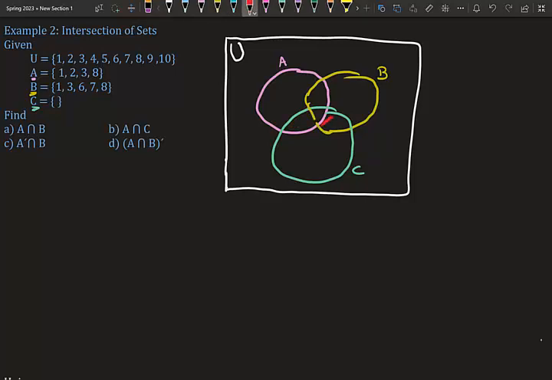Now let's look at this part right here. That's where B and C meet. So if we look at B and C, B is 1, 3, 6, 7, 8. C is nothing. Since they don't have anything in common, nothing goes there.